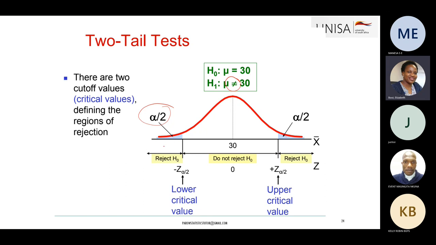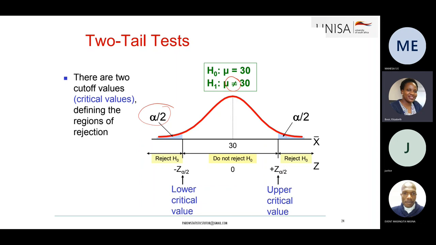When we calculate the test statistic, if it falls in the region of rejection, in the blue shaded area, we're going to reject the null hypothesis. If it falls in the white area under the curve, we do not reject the null hypothesis. And that's how we will make decisions with regard to the critical value.